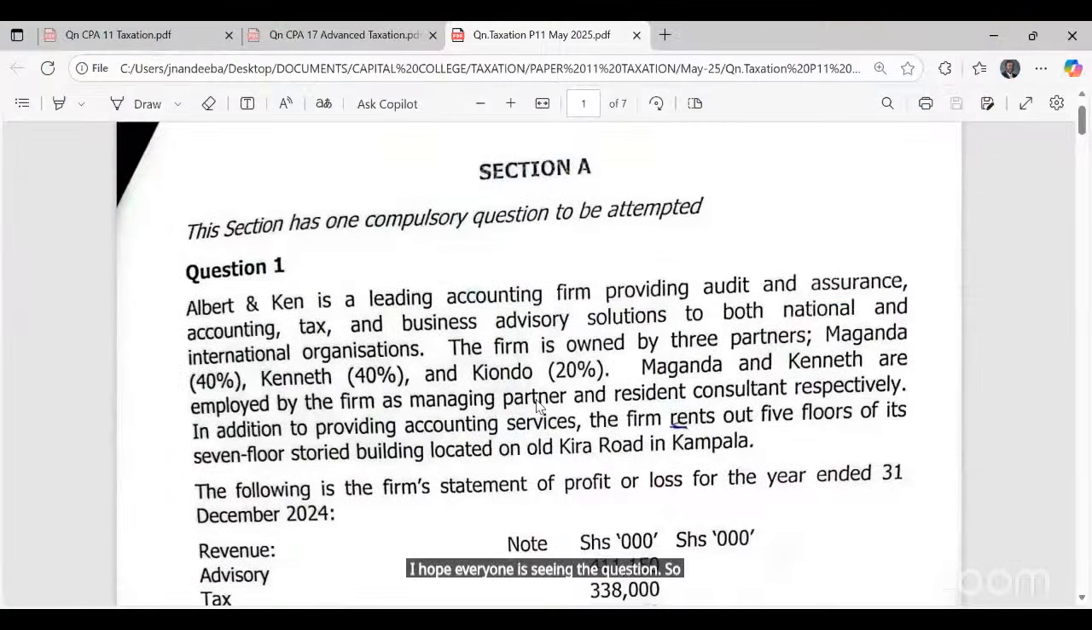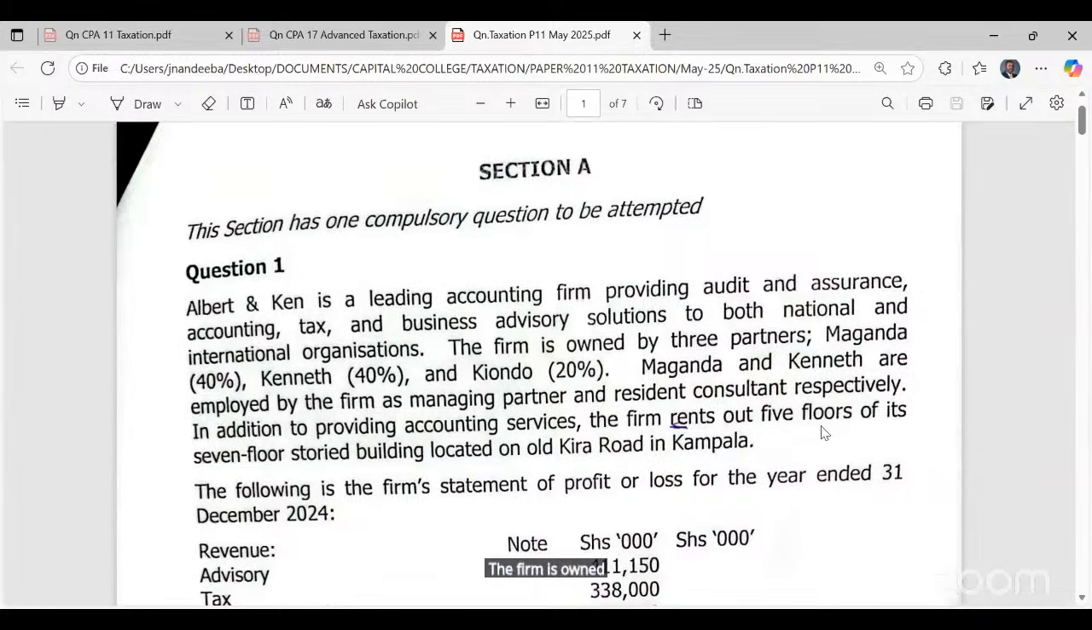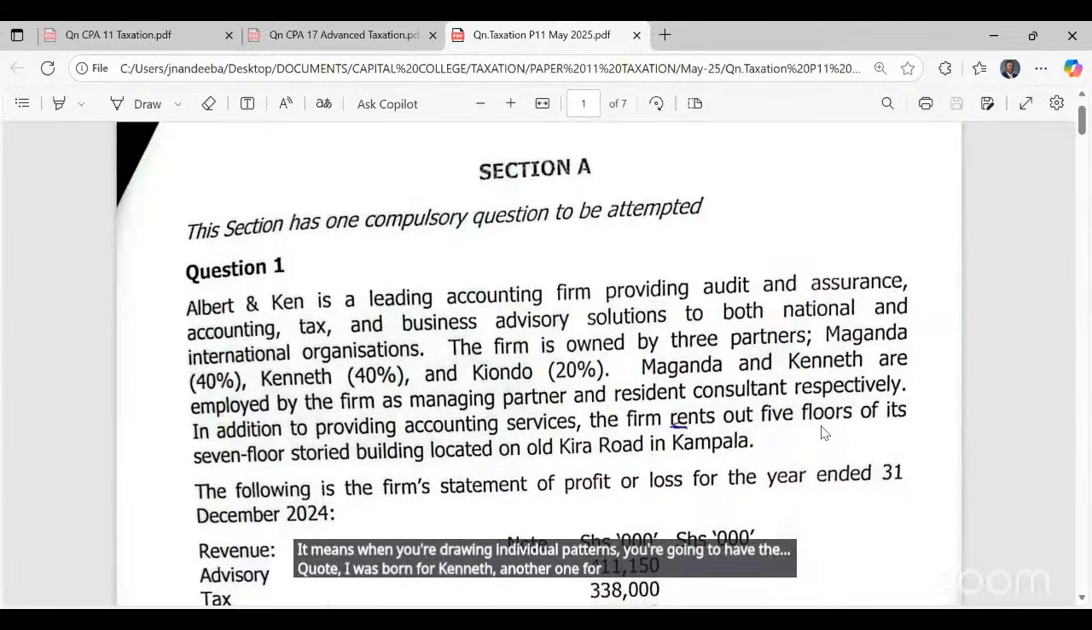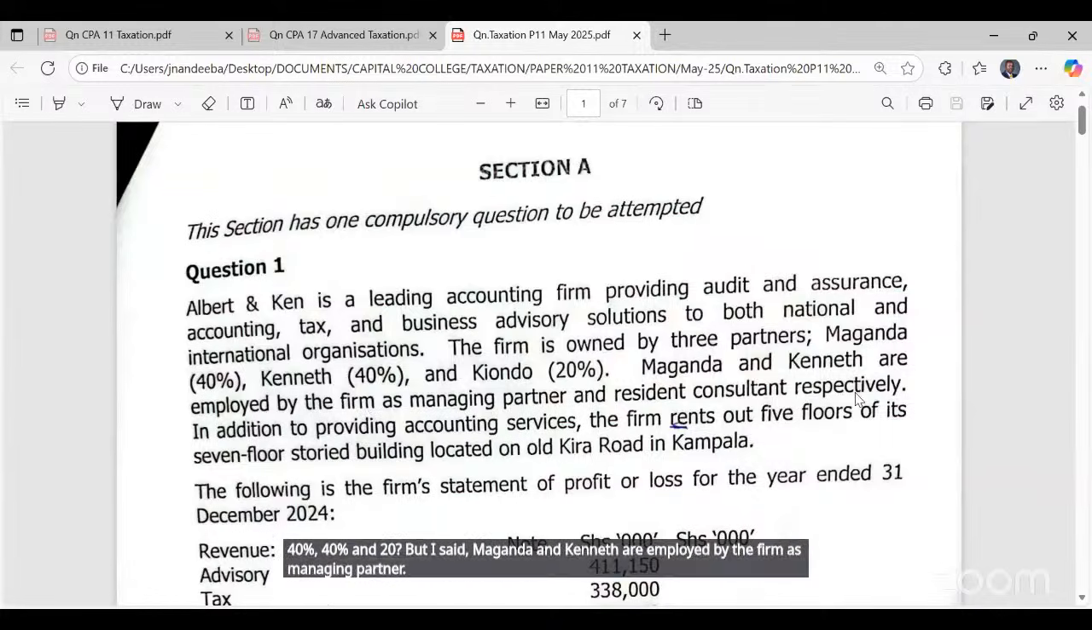So Albert and Ken is a leading accounting firm providing audit and assurance, accounting, tax and business advisory solutions to both national and international organizations. The firm is owned by 3 partners, Maganda, Kenneth, and Kiondo. It means when you're drawing individual partners' accounts, you're going to have one column for Kenneth, another one for Maganda, another one for Kiondo. But they're also telling you that when you're going to share any profits or losses, you're going to use 40%, 40%, and 20%.